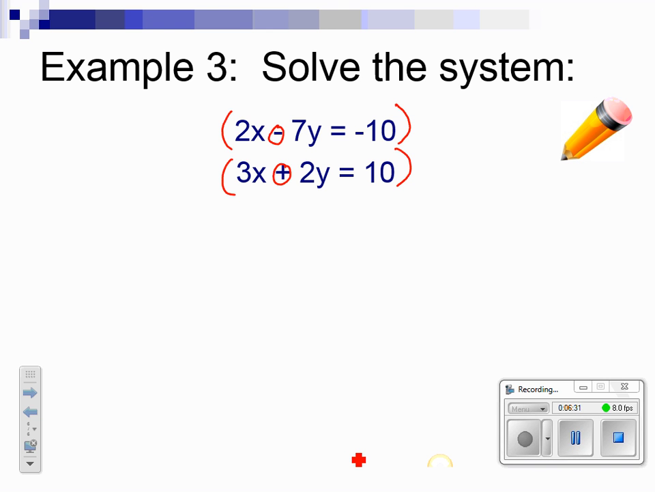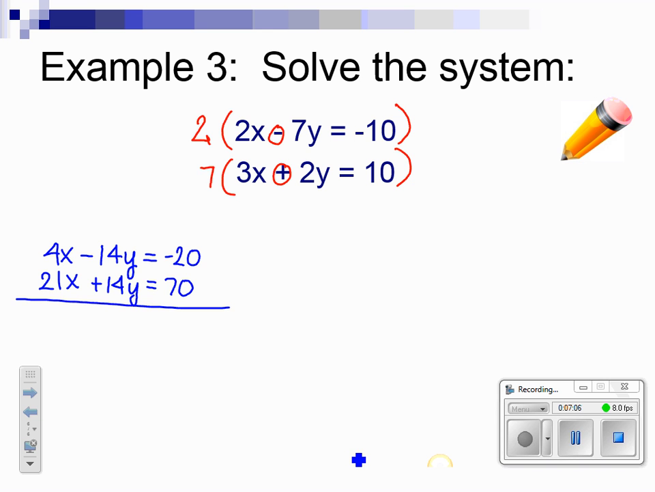So what times 7 and 2 multiplied together would make 14. So I'm going to try to make my y's 14. So I'd have to multiply the top equation by 2, and I'd have to multiply the bottom equation by 7. And so when I do that, I get 4x minus 14y equals negative 20. Remember, don't forget to multiply that last constant by the 2. And then on the bottom equation, I get 21x plus 14y equals 70.